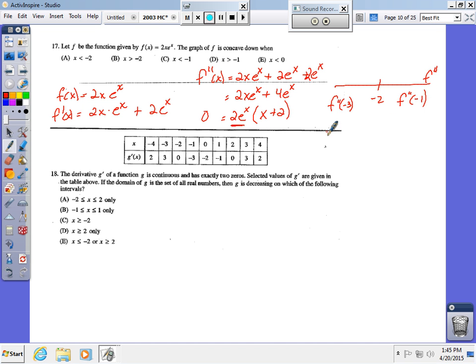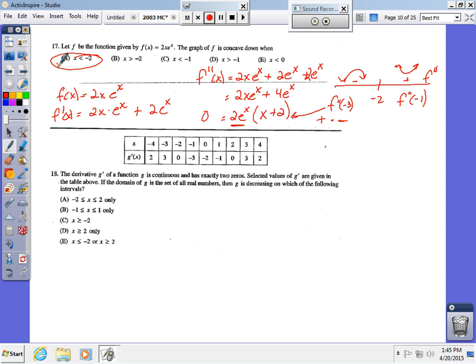If I plug in negative 3, the easiest place to plug it in is right here, that would give me a negative on the inside, and 2 times e to the negative third has got to be positive, so that's going to be negative, so it's concave down there. I know for this one quickly it's concave up, so it's positive. So it's everything less than negative 2, so that would be A.